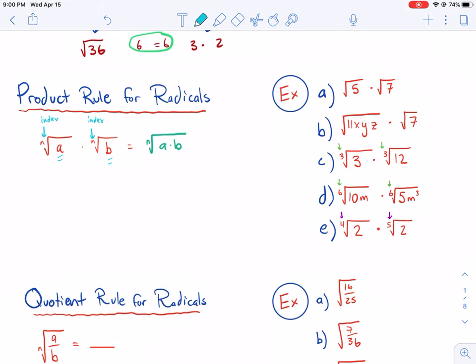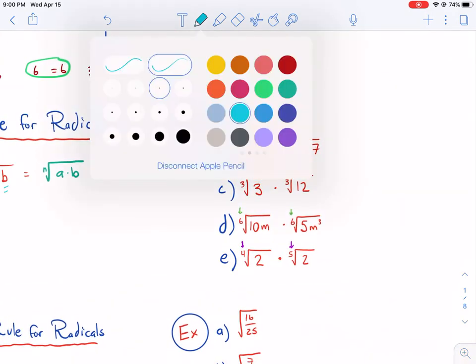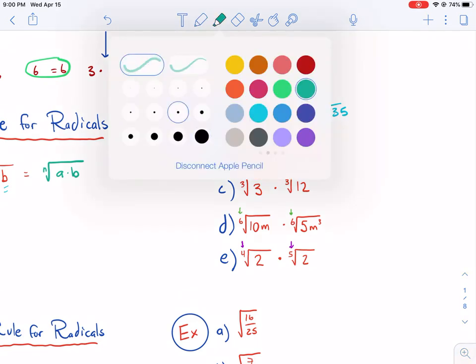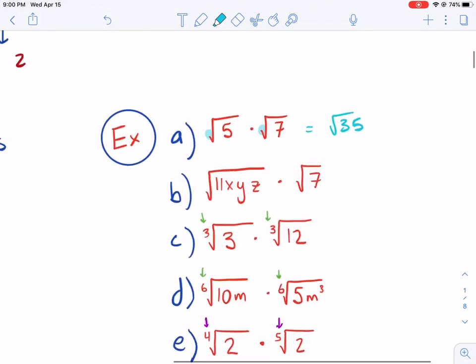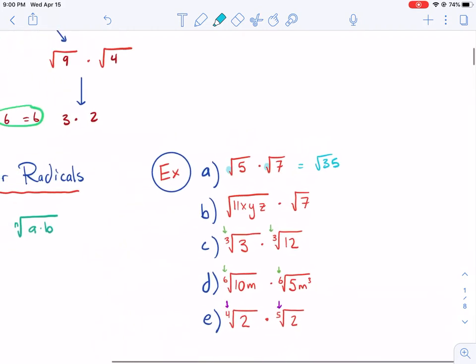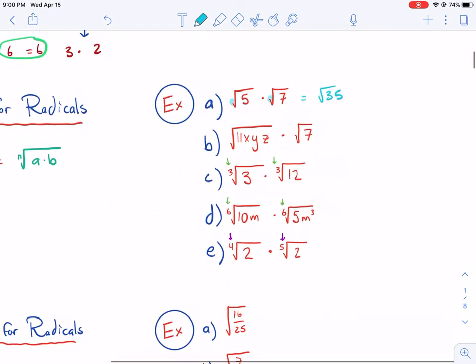So let's look at a few examples to get us warmed up. If we have the square root of 5 times the square root of 7, we can rewrite this as the square root of 35, because these both have the same index. Now, I know you're thinking there's no index written there. If there's no index written in terms of a number, then it's implied that it's 2, that it's the square root.